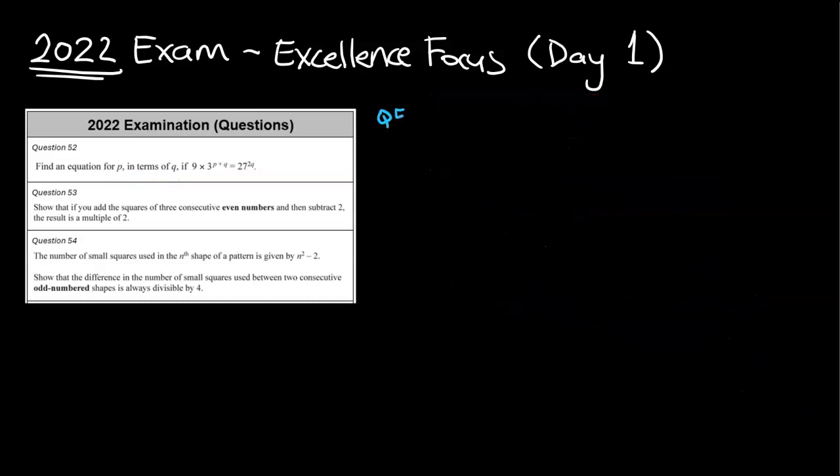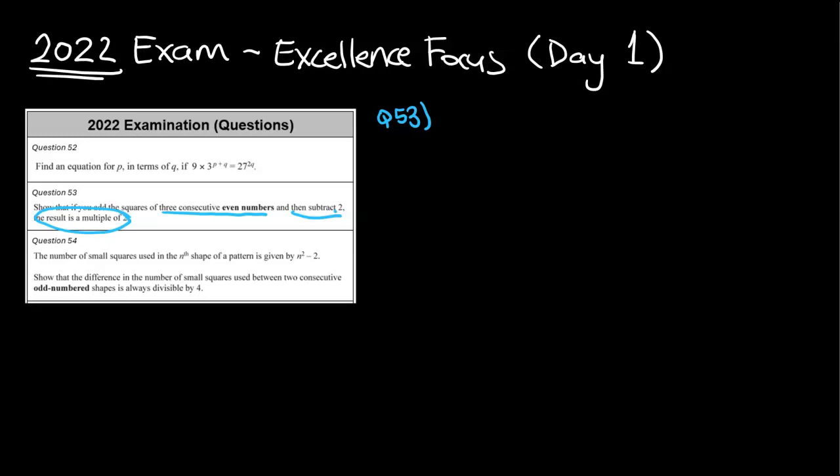We are now on to question number 53. Show that if you add the square numbers of 3 consecutive even numbers and then subtract 2, it always results in a multiple of 2. So there's going to be quite a bit to this question.